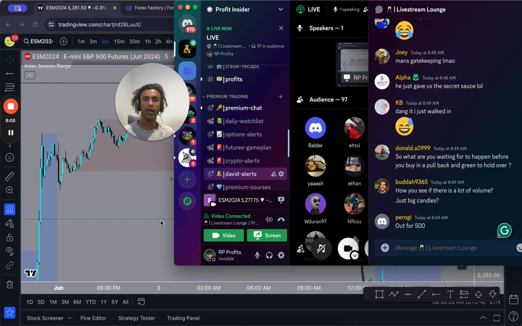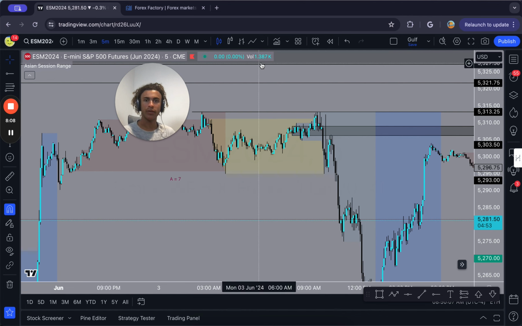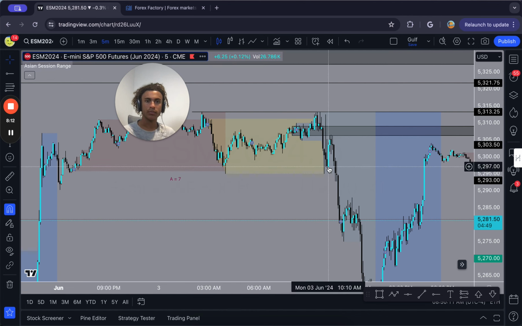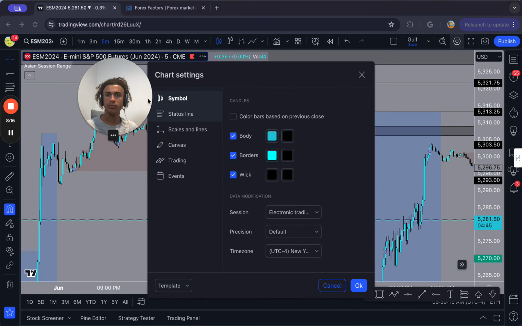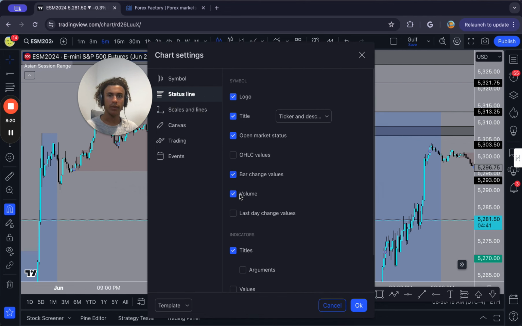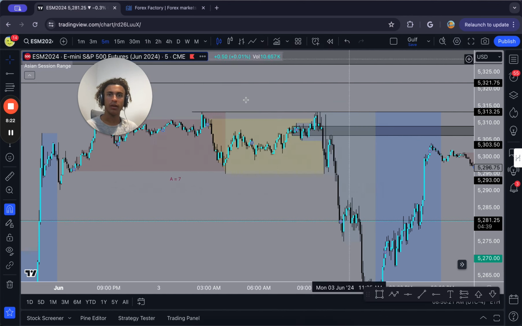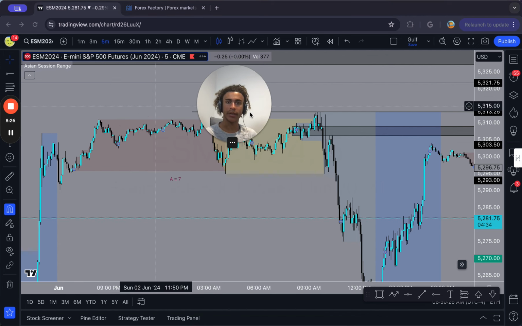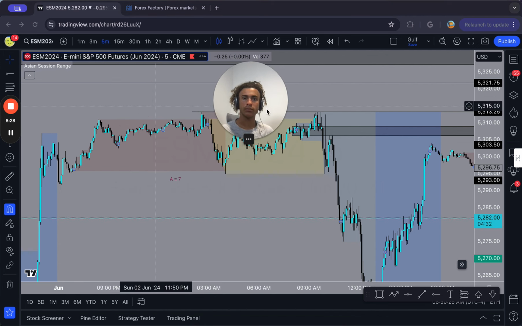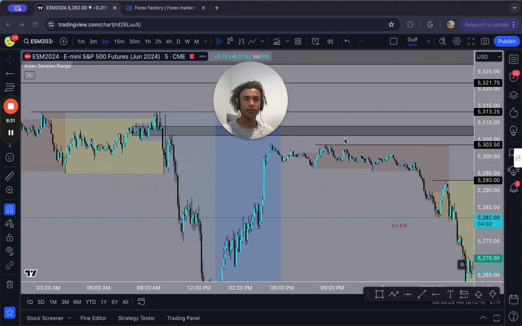That's what we do. How do you know there's a lot of volume? So you check the volume up here on TradingView, and you click this, and you go to status line, and you click volume. And then volume will appear each time you hover over a specific candlestick. So that's how you find volume.